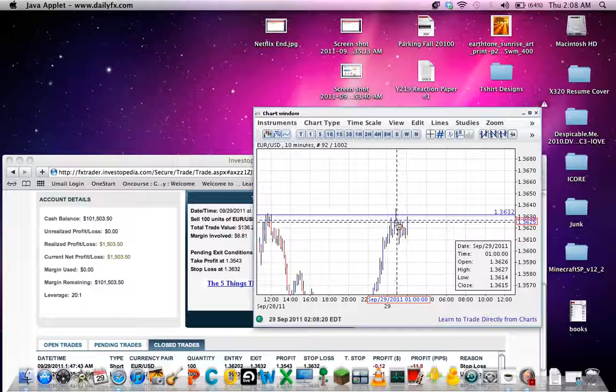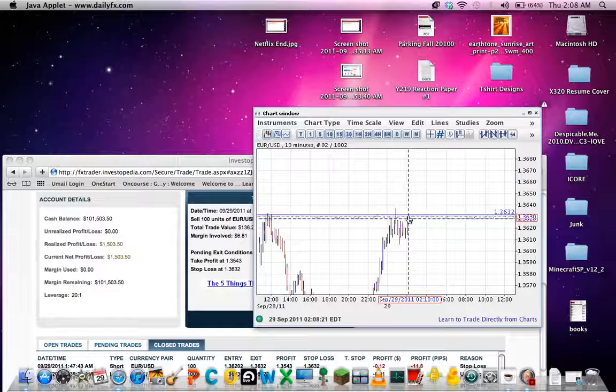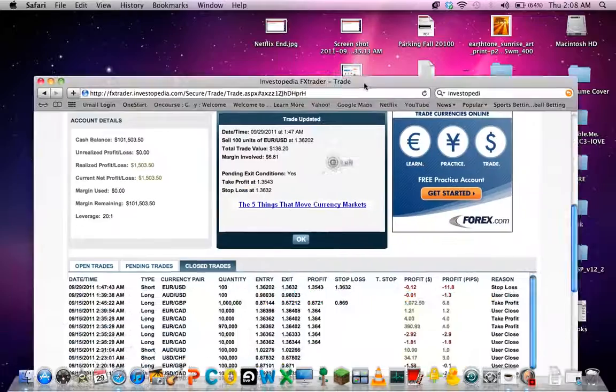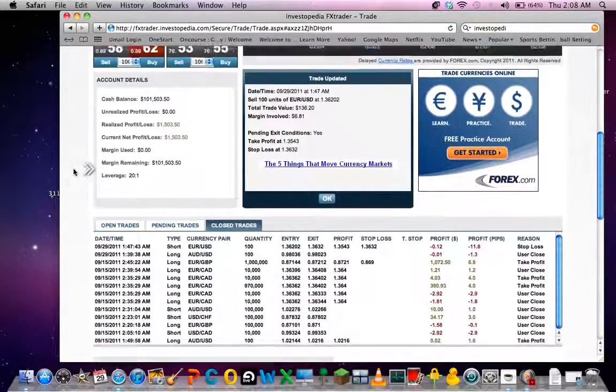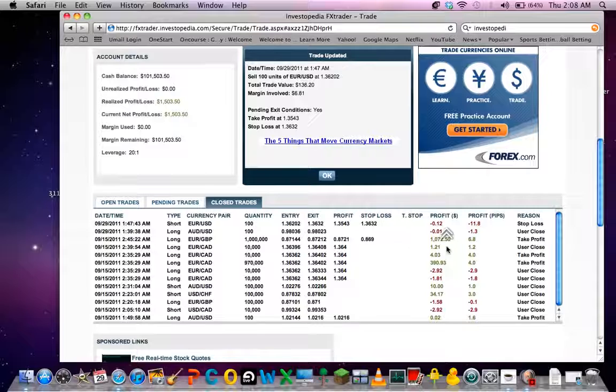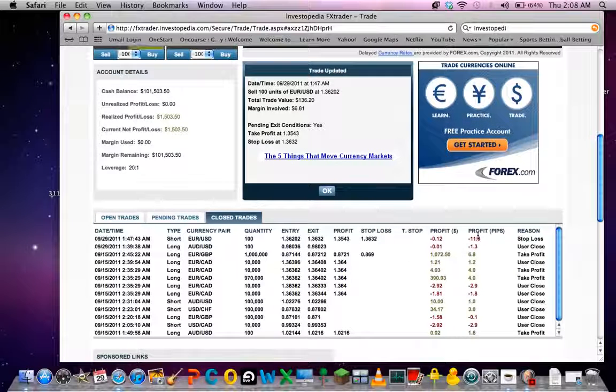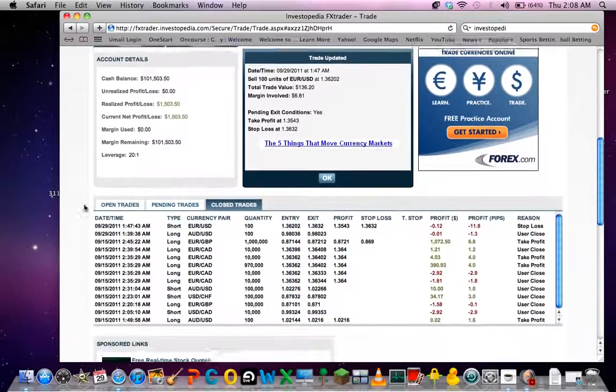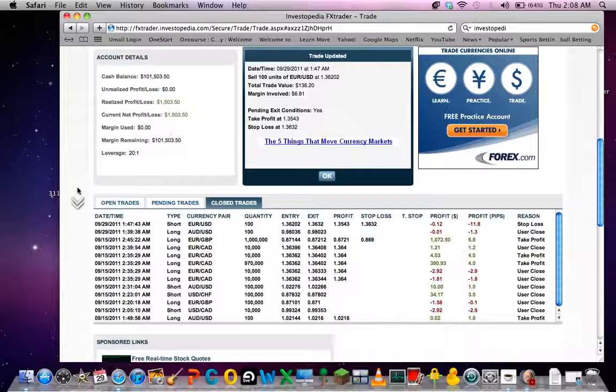I bought it about here, and obviously this one barely hit right here. It hit our stop loss. So it bought back our currency before we could lose any more amount of money. So it looks like we lost about 11 pips on that trade, or 12 cents, because we were only trading $100 or 100 units of this currency.